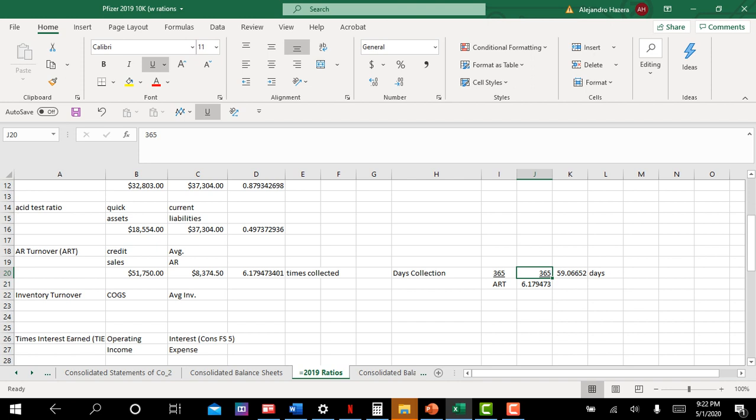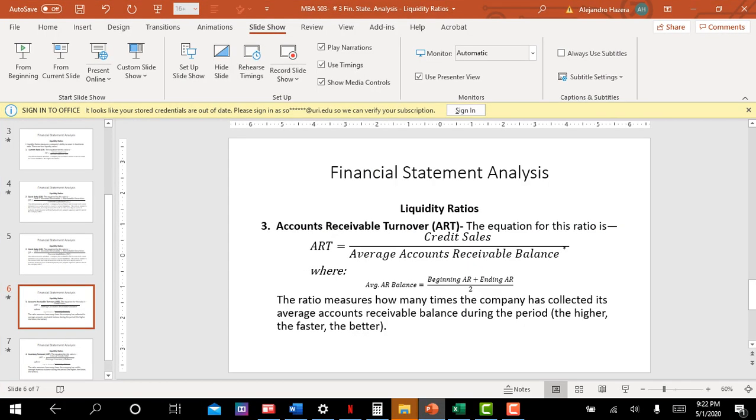If you take 365 and divide it by the accounts receivable turnover, that translates into about 60 days. You want those 60 days to be as small as possible. As the accounts receivable turnover gets larger, which is what you want, the days collection gets smaller. Okay, and that's what you want. You want to collect your receivables as fast as possible. So we're looking at about a 2-month collection period. You really have to compare that on an industry basis. Okay, let's finish this up here, and we'll go back to the PowerPoint.